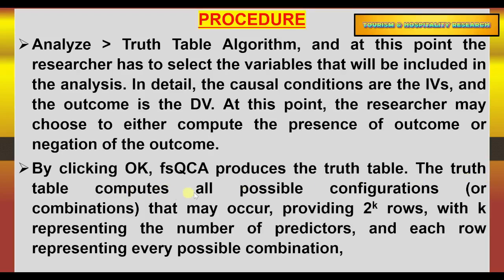The truth table computes all possible configurations or the combinations of the conditions that may occur, providing 2 raised to power k rows with k representing the number of predictors. So in case you had 4 independent variables or 4 predictors, in that case 2 raised to power 4 is 2 to the 4, 4 to the 8, 8 to the 16. So 2 raised to power 4 is 16 configurations you'll be getting, and each row representing every possible combination.